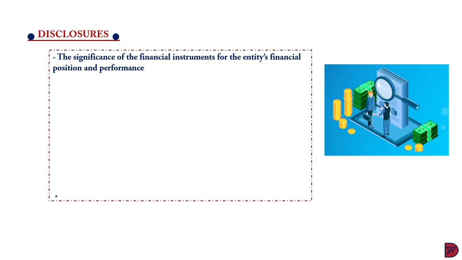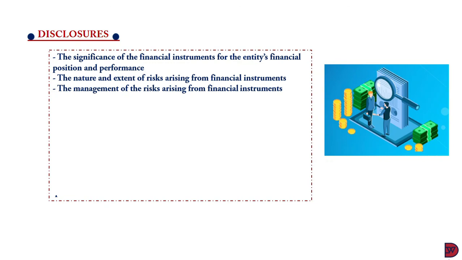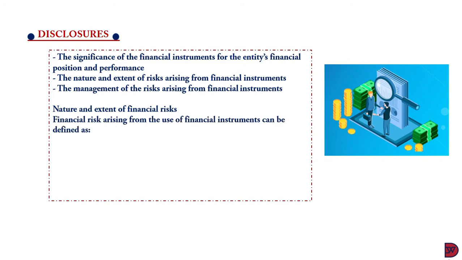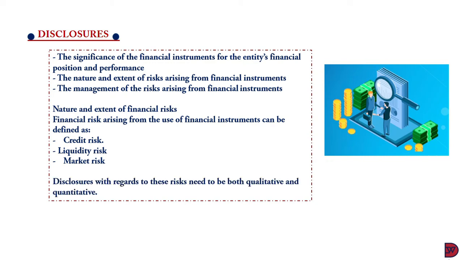So the significance of the financial instruments for the entity's financial position and performance should be disclosed. Also, the nature and extent of risk arising from the financial instruments, and also the management of the risk arising from the financial instruments. Also, the nature and extent of financial risk should also be disclosed in the financial statement. So financial risk arising from the use of financial instruments can be defined as credit risk, liquidity risk, and market risk. So disclosures with regards to this risk need to be both qualitative and quantitative, as in the amount from the risk must be stated and the effects on the financial statement must also be disclosed.